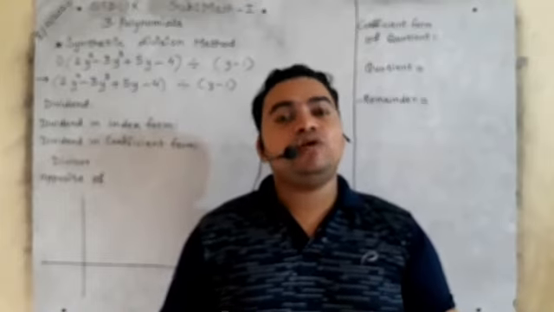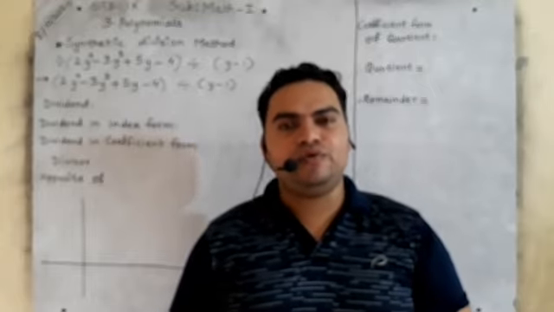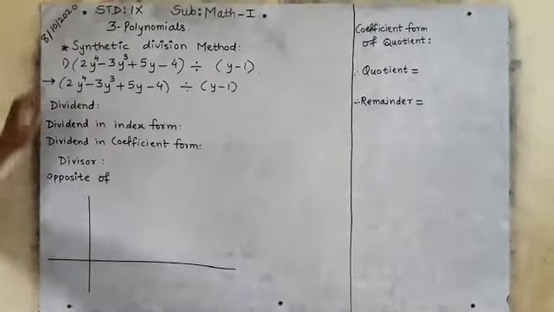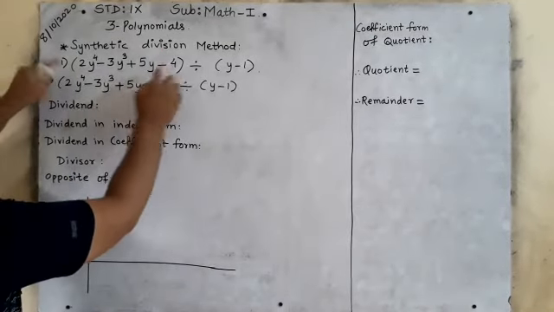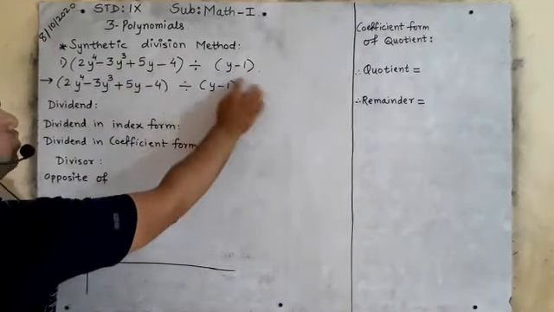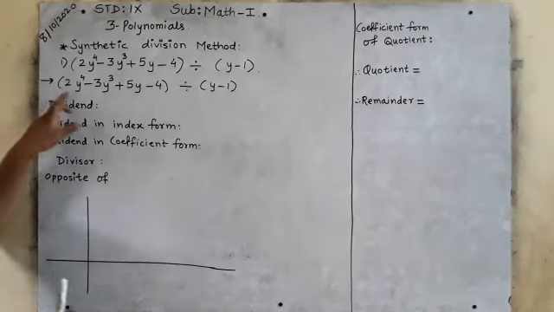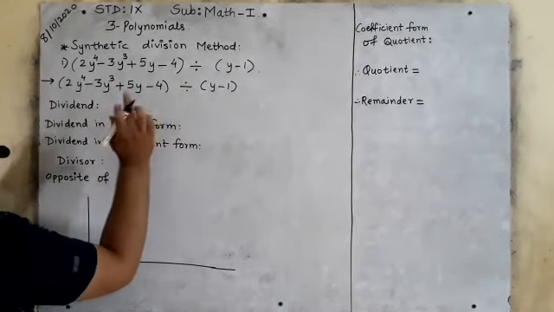So see what the synthetic method is, how to start and how to understand. Look at the board please. Today we will see the synthetic division method. The bigger one is the dividend and the smaller one is the divisor. First you will copy the question as it is, and then you have to write the dividend first. The longer one is the dividend.